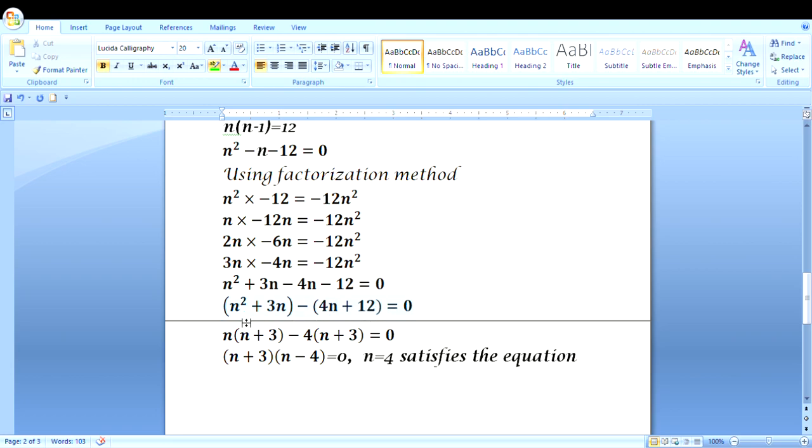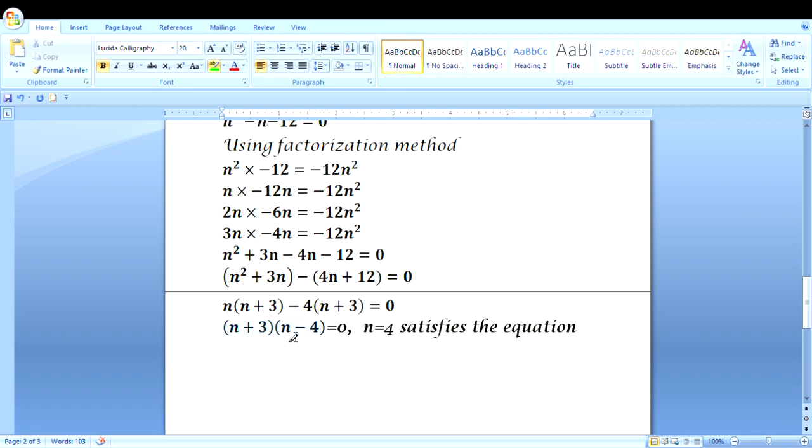The common factor here is n, so it becomes n into (n plus 3) minus the common factor 4 into (n plus 3) equals 0. So (n plus 3)(n minus 4) equals 0. n equals 4 satisfies the equation. So this is how to simplify these questions.